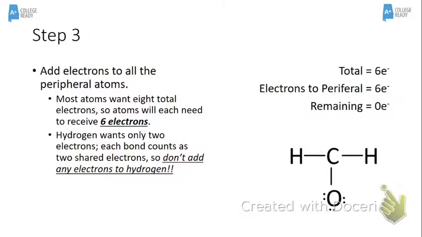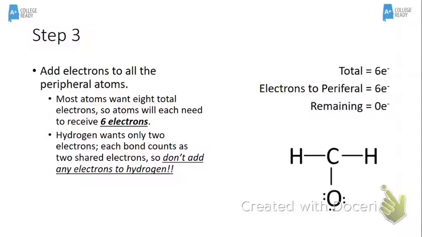So the next thing that we're going to do is whatever remaining electrons that we have will go to our peripheral or our outside atoms. The only exception to this is that hydrogen does not get any more electrons. As we've talked about before, hydrogen is happy with just 2 electrons. So I'm going to give my peripheral atom, which is oxygen, the remaining 6 electrons.